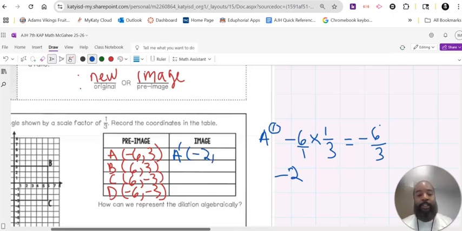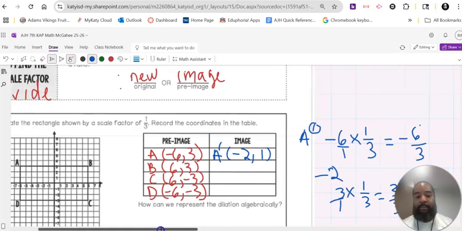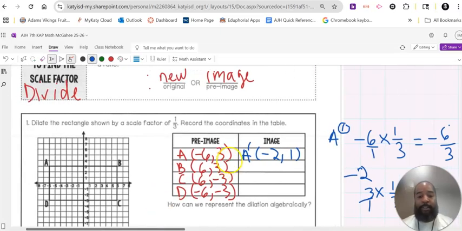So for our new A, the x value is negative 2. Now for my y value, I need to multiply 3 by 1/3. 3 over 1 times 1 over 3 is equal to 3 over 3, which equals 1. So my y coordinate now becomes 1, and my new ordered pair is negative 2, 1. What we did there is apply the scale factor to my x value and my y value to get a new coordinate. I'm going to follow that pattern all the way down.